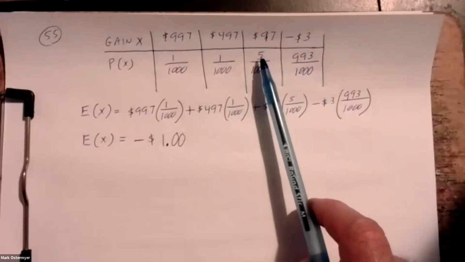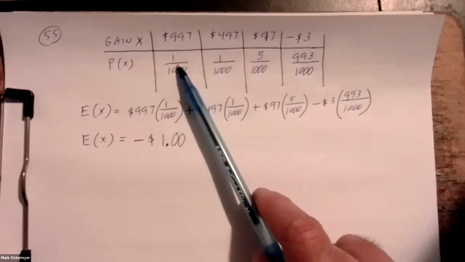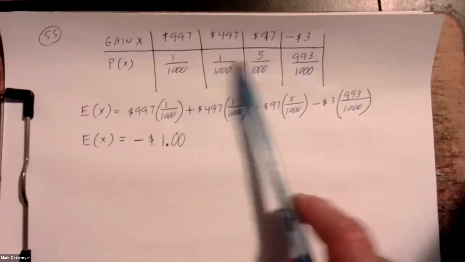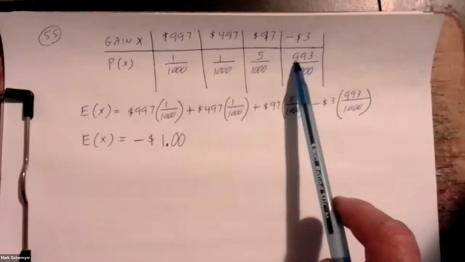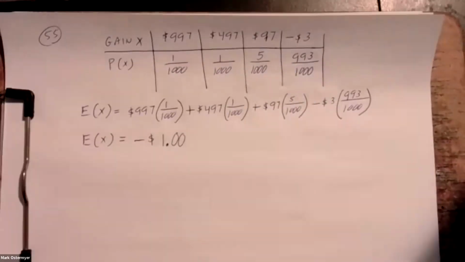Just one question. Where did you get the 993 from? There were 1,000 tickets sold. 5 plus 1 plus 1, 7 tickets are winners. Do you agree? That means 1,000 minus 7, or 993 tickets, are losers. Does that make sense, sir? Oh, okay. That's how I got there.